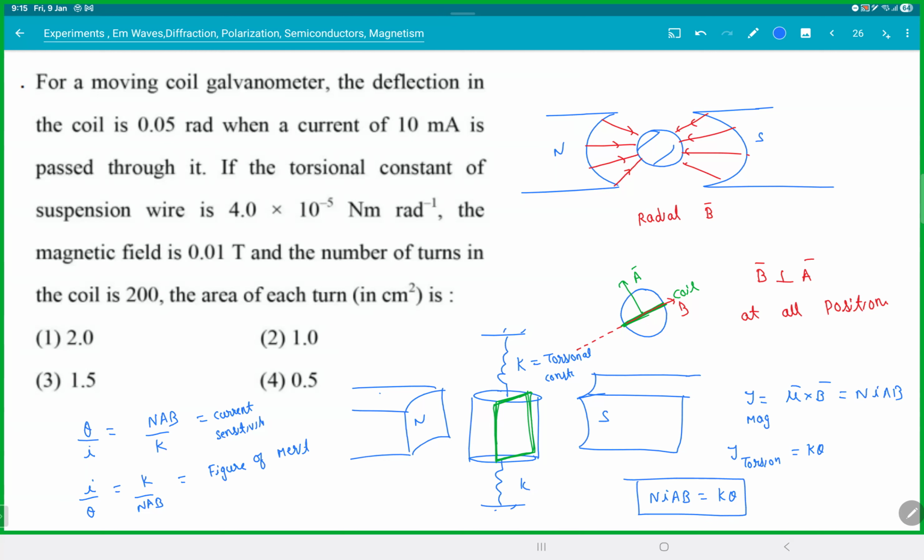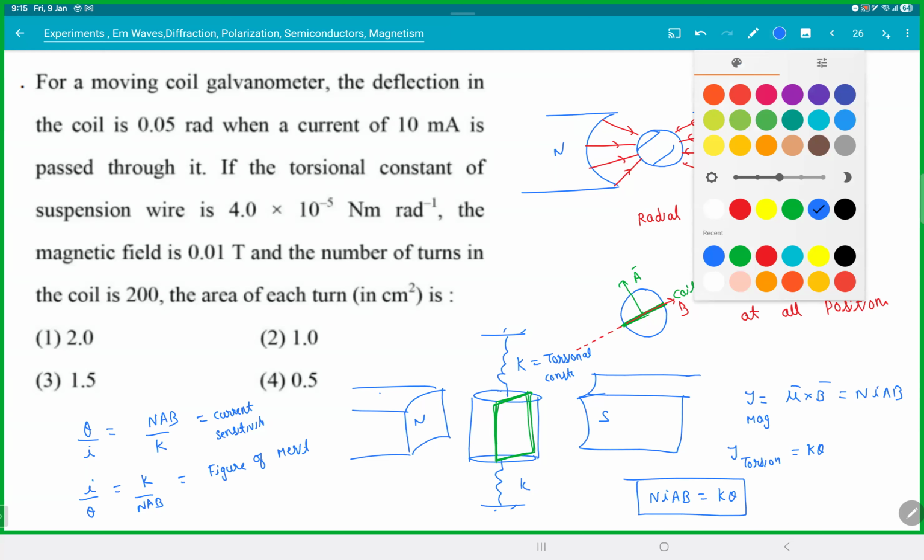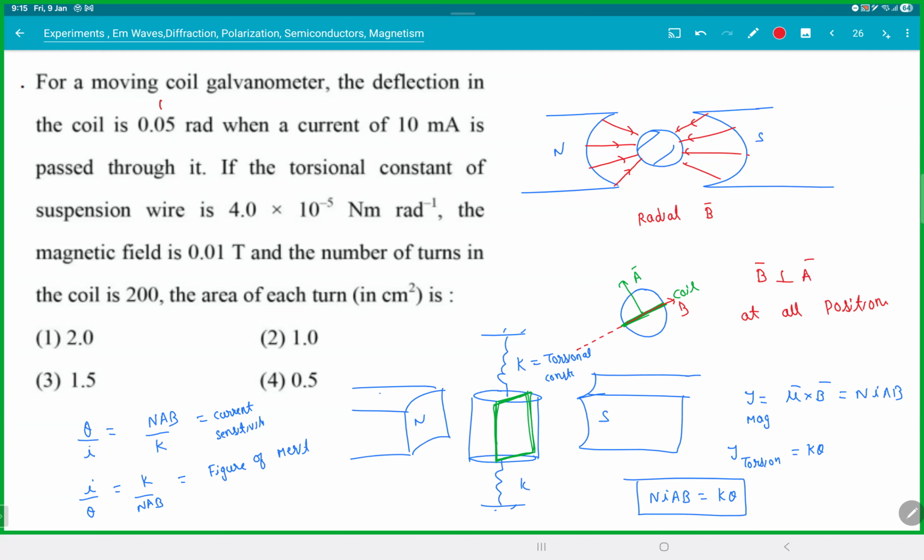Easy to derive. Actually, if you remember the process, you can derive this. They gave you everything you need here actually. You just substitute the formula and you're done. Deflection in the coil, theta is given, current is given, torsional constant K is given, magnetic field is given, the number of turns are given. He is asking you for area. I know N, I, B, K, theta, done. Substitute, you'll get the answer.